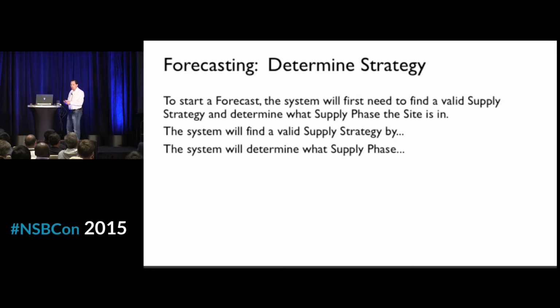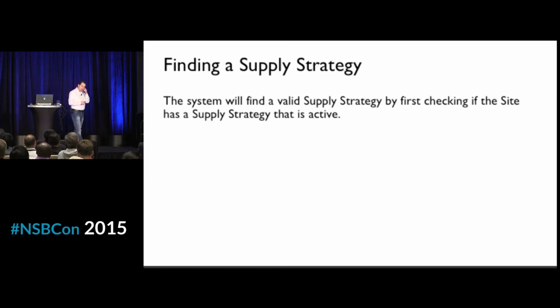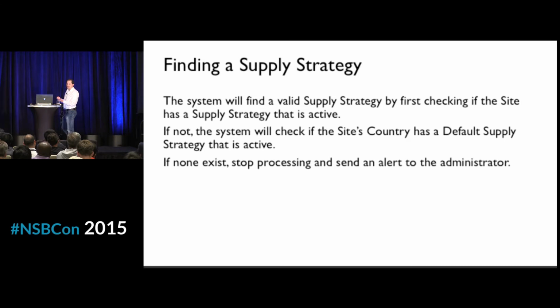So taking just the first part and expanding on this requirement, the system will find a valid supply strategy by first checking if the site has a supply strategy that is active. If not, the system will check if the site's country has a default supply strategy that is active. If none exists, stop processing and send an alert to the administrator.